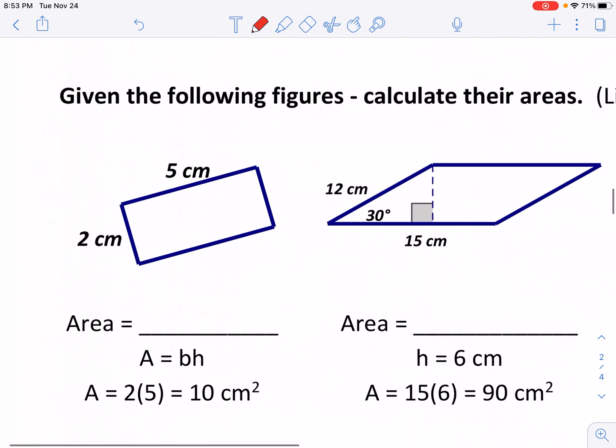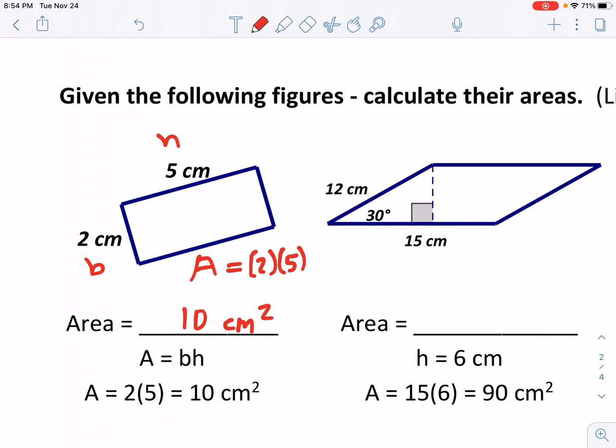Now in this example here, we are given a rectangle. Let's say our base over here is 2 and our height is 5. Then the area would be 2 times 5, which is 10. So we get 10 centimeters squared, okay? And that's for a rectangle.